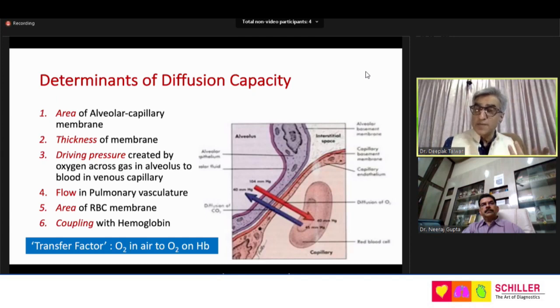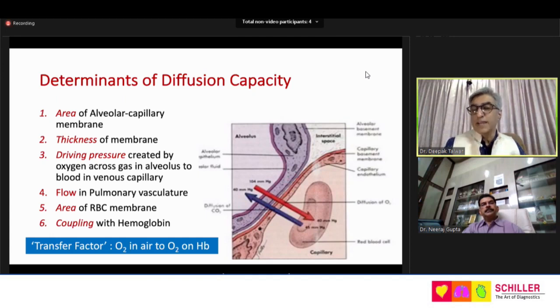Area of the RBC membranes, how many RBCs are there? That is also very important. And finally, it is ultimately dependent upon hemoglobin. A simple low hemoglobin can alter your diffusion capacity when everything else is normal, and you keep scratching your head as to why the diffusion capacity has come down, because it's not a standard practice in the laboratories to do a hemoglobin test prior to doing the diffusion study.